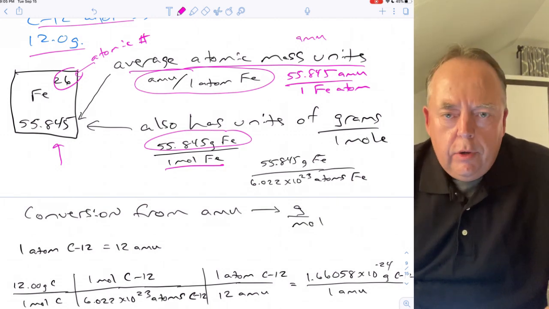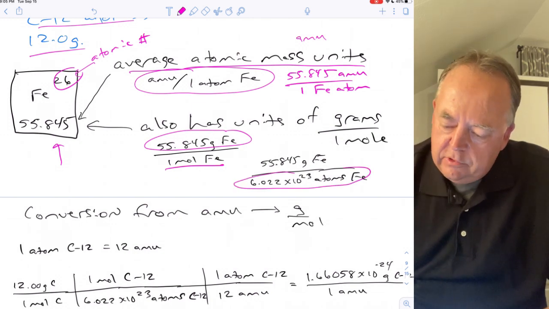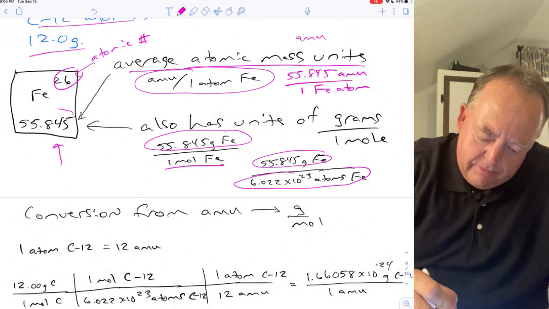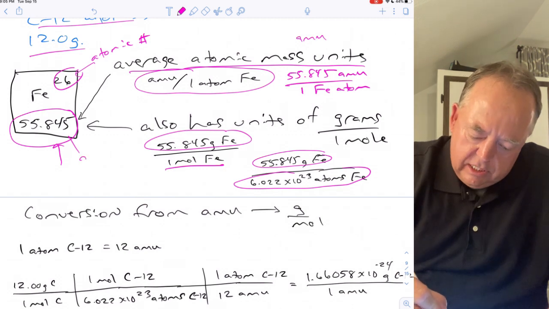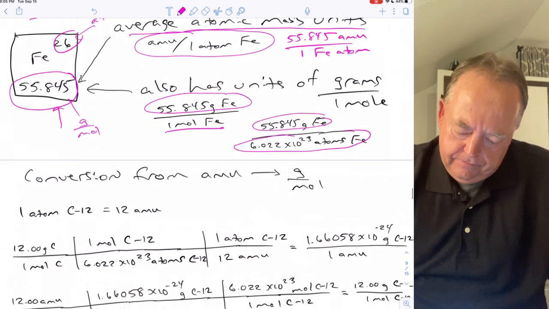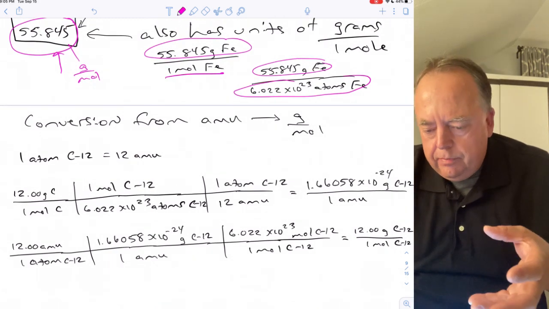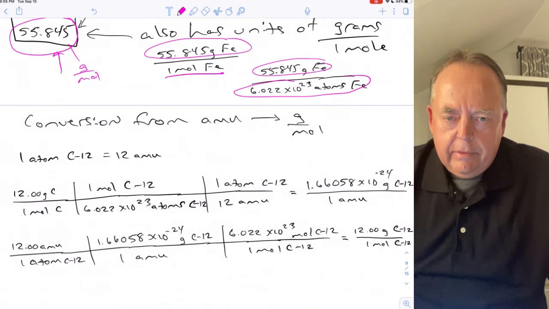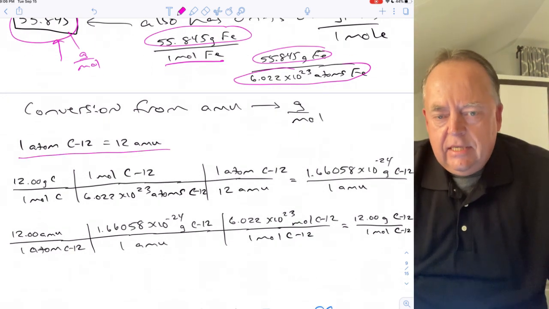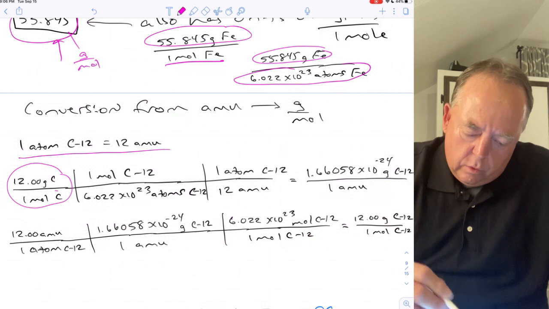And since 1 mole is 6.022 times 10 to the 23rd, if you had 6.022 times 10 to the 23rd atoms of iron, it would have a mass of 55.845 grams, right? So again, anytime you see this number at the bottom, always keep in mind it has units of grams per mole, or atomic mass units per atom. So this just shows you the conversion factor, how you can convert atomic mass units per atom to grams per mole and end up with the same exact number, right? So 1 atom of carbon-12 is defined as having a mass of exactly 12 atomic mass units. And we said that 1 mole of carbon weighs exactly 12 grams.